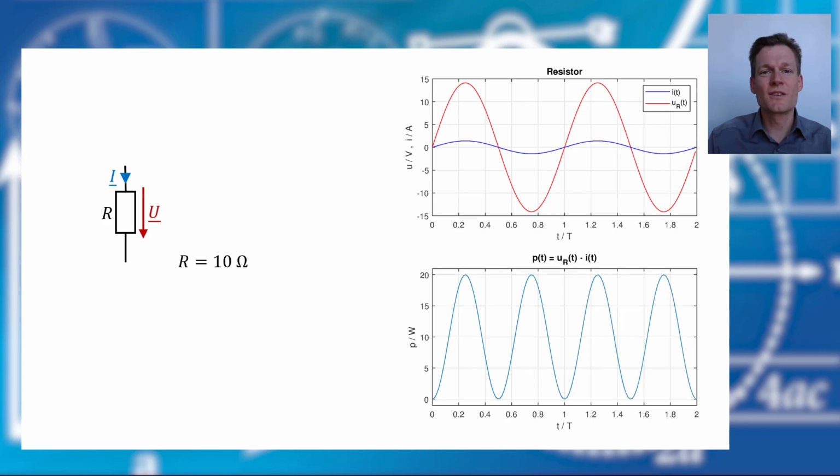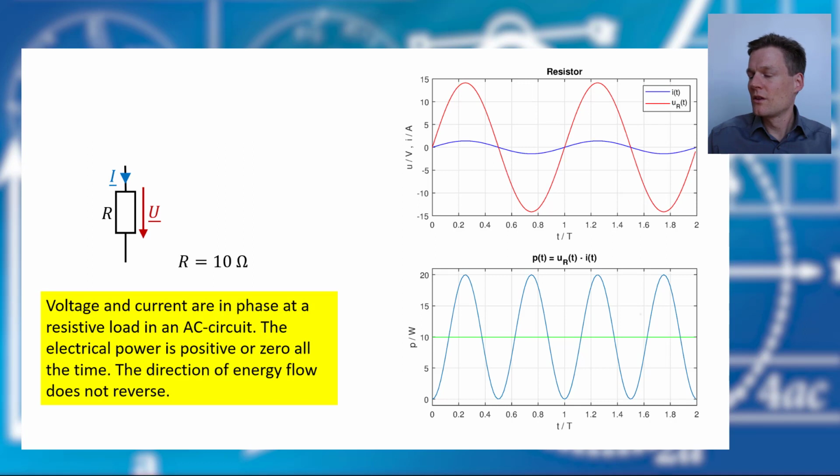You know these pictures from the RMS value lecture. Okay, and you see the mean value of the electric power here is the 10 watts we had before in our simulation. So this means in a resistive load we have only positive power, and that means that our energy flow goes always from the source to the resistor.